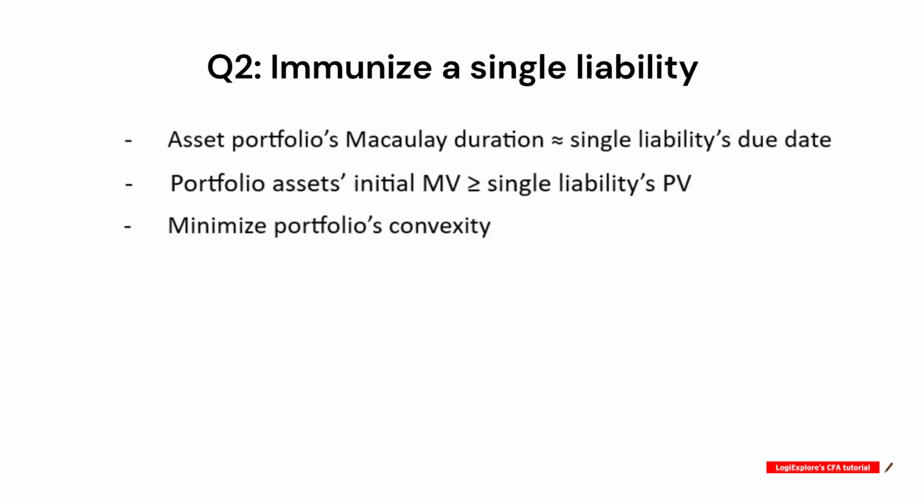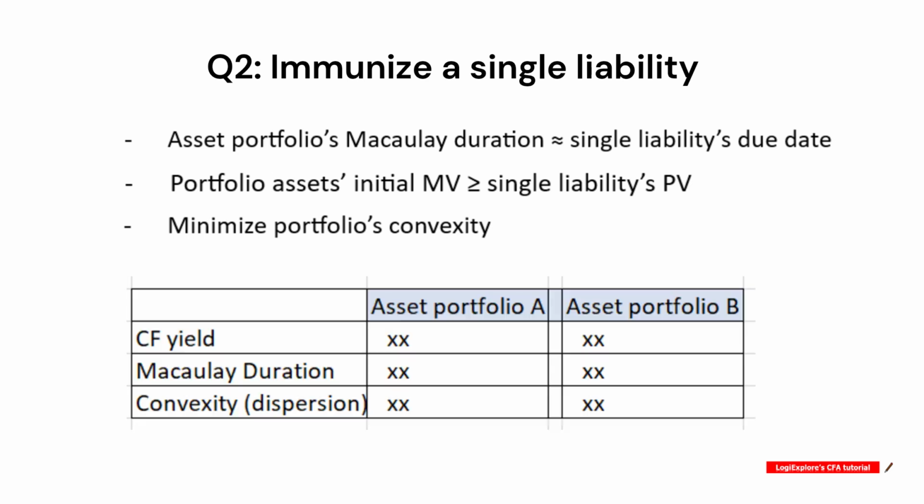It is important to take all 3 conditions into consideration when choosing which asset portfolio to use. For example, if portfolio A's Macaulay duration is close to the liability's duration but not exactly the same, this does not automatically disqualify portfolio A. We should also compare the convexity between portfolio A and B and choose the portfolio with the lowest convexity.